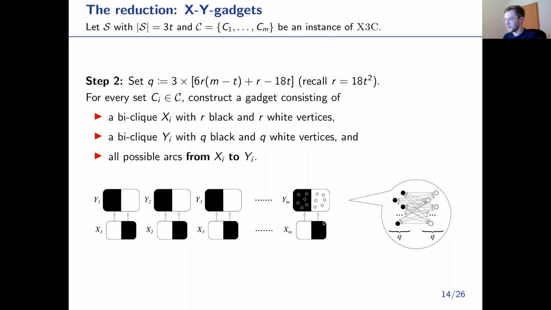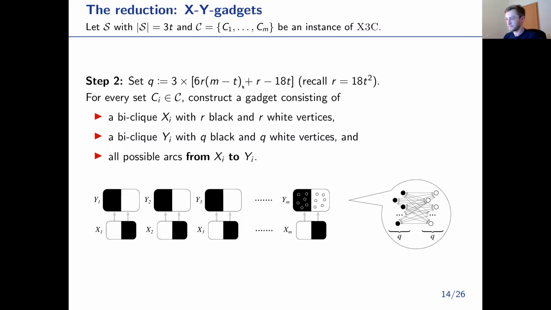I've drawn here a zoom in of one of the parts of one gadget. So it consists of two bicliques. One that is called X, and X has R white vertices and R black vertices. So R was this number here. And since it's a biclique, all possible arcs in between. And there's another biclique called Y, consisting of Q black vertices and Q white vertices, and again, all arcs between them.